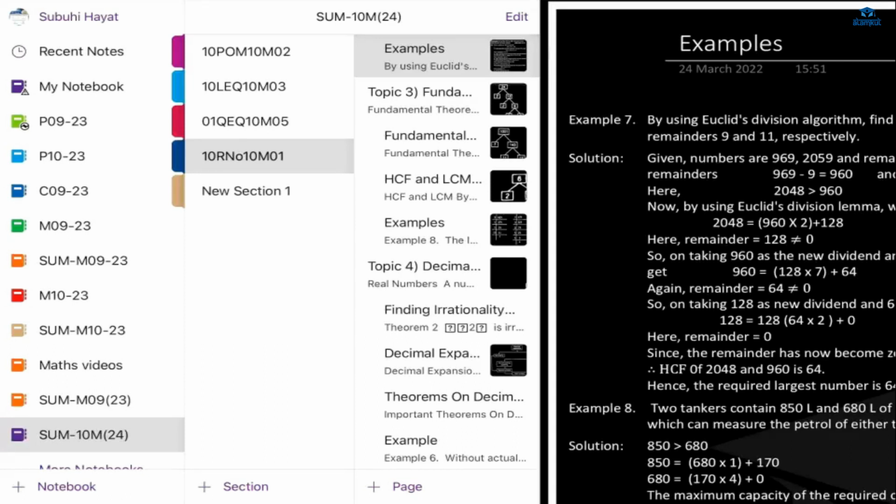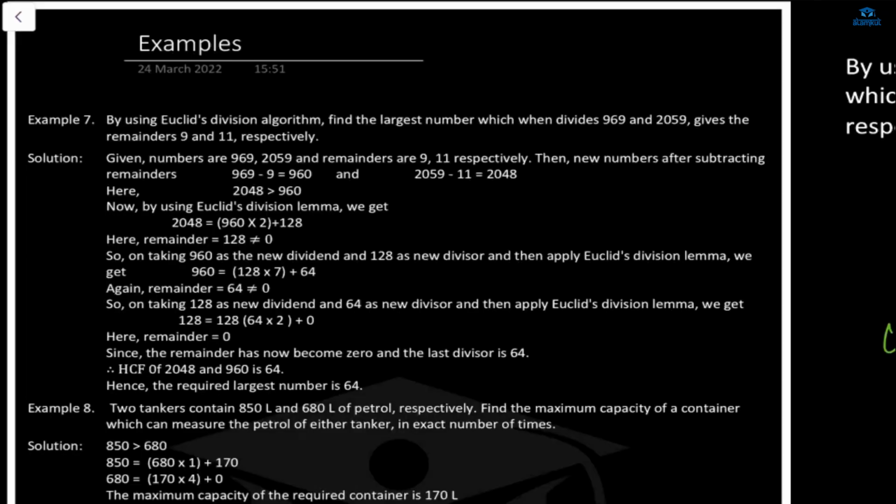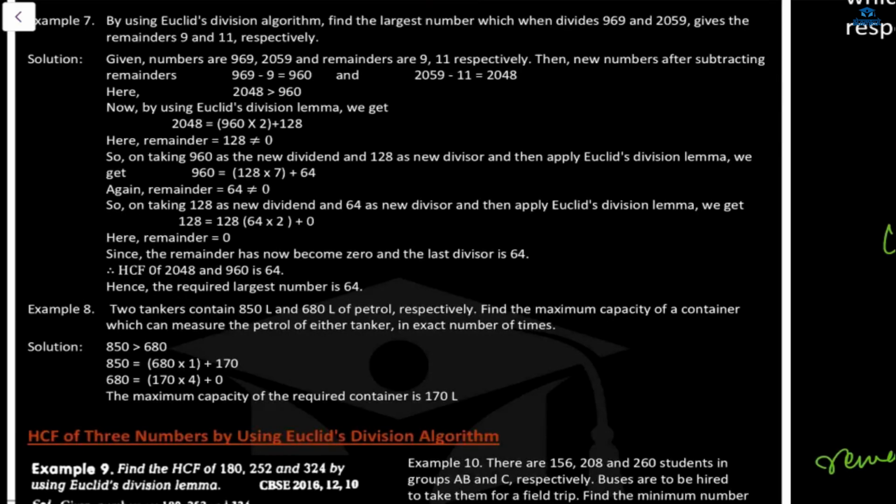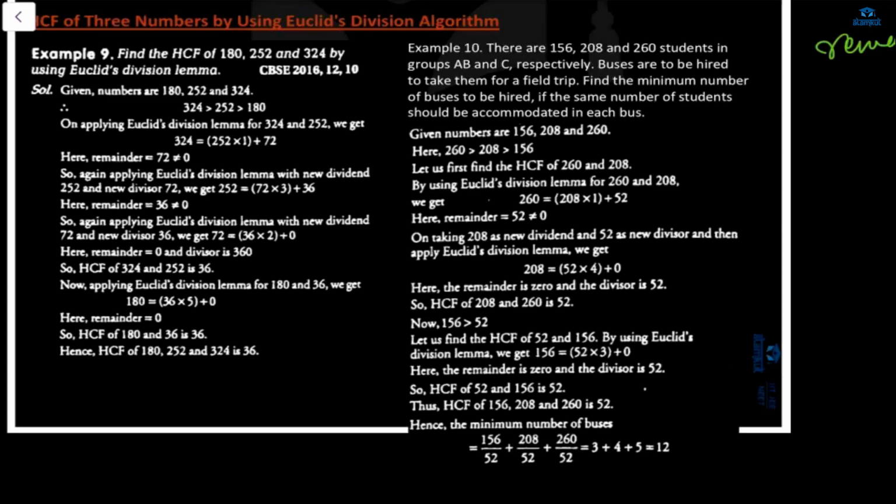But those questions, the proofs that you have taken on Euclid's division lemma, those questions can come for 3 marks or 4 marks. They are the proofs and they are important also. Now you have understood this. Now see this. Question number 8.